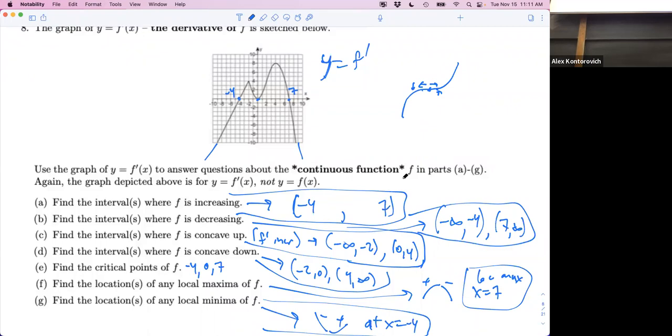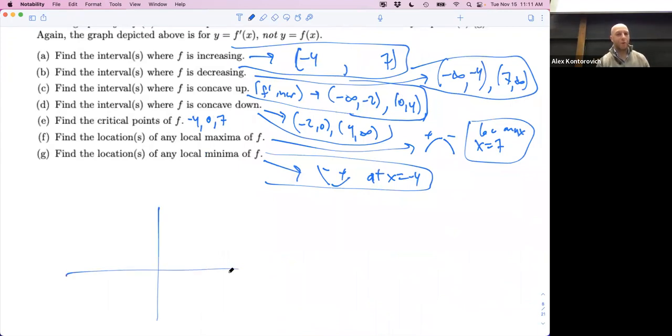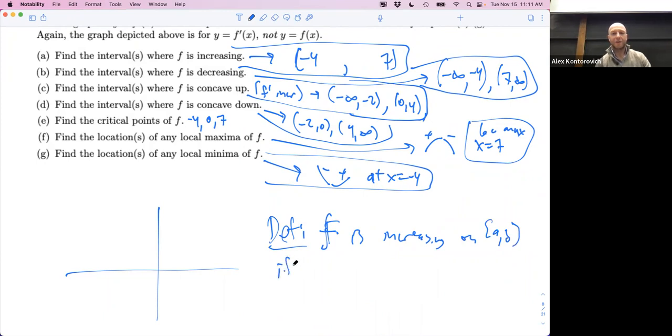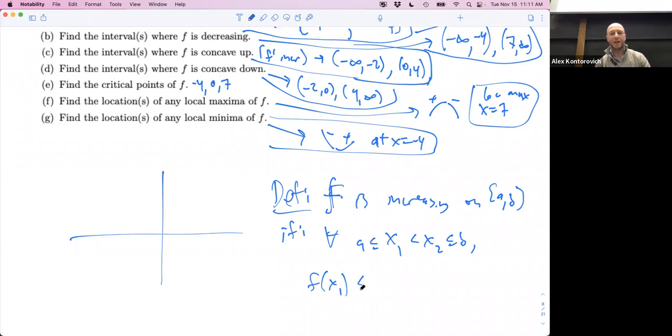Let me draw the picture. It's a question of vocabulary. What are we going to call increasing? Let's recall the definition. f is increasing on an interval a to b if whenever you have some points x1 and x2 between a and b, f of x1 is less than or equal to f of x2. And we'll say strictly increasing if this is a strict inequality.